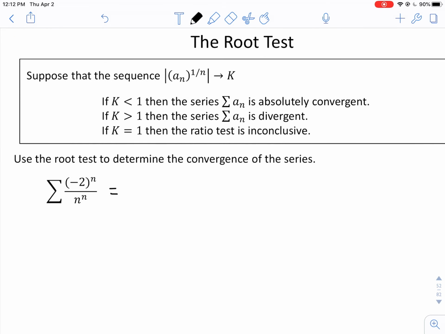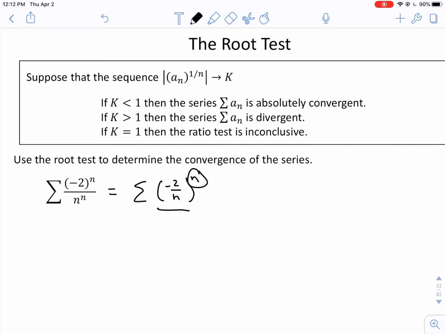It's probably a good idea to recognize that everything here could be just written as negative 2 over n, all raised to the n. And when you see that your sequence is something all raised to the n, then this is a good test to use because when you do the nth root, you're going to cancel that power.